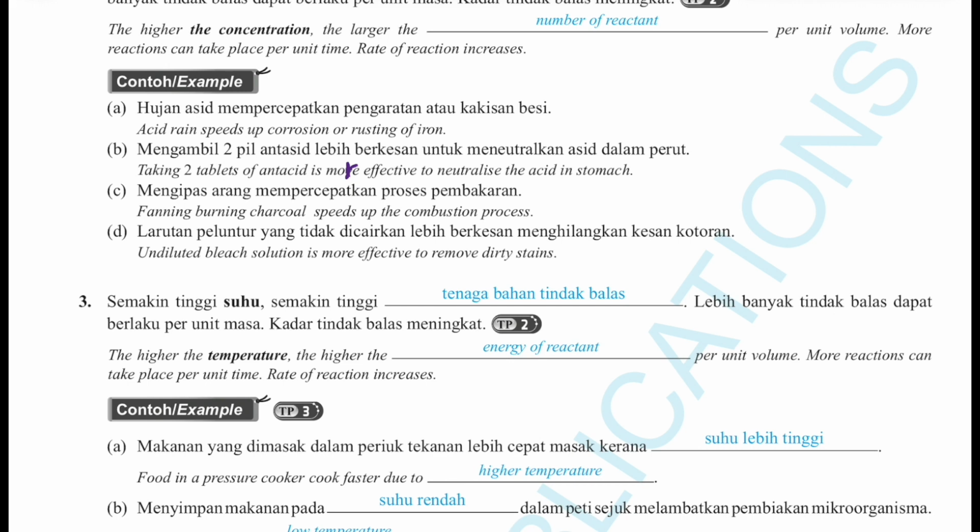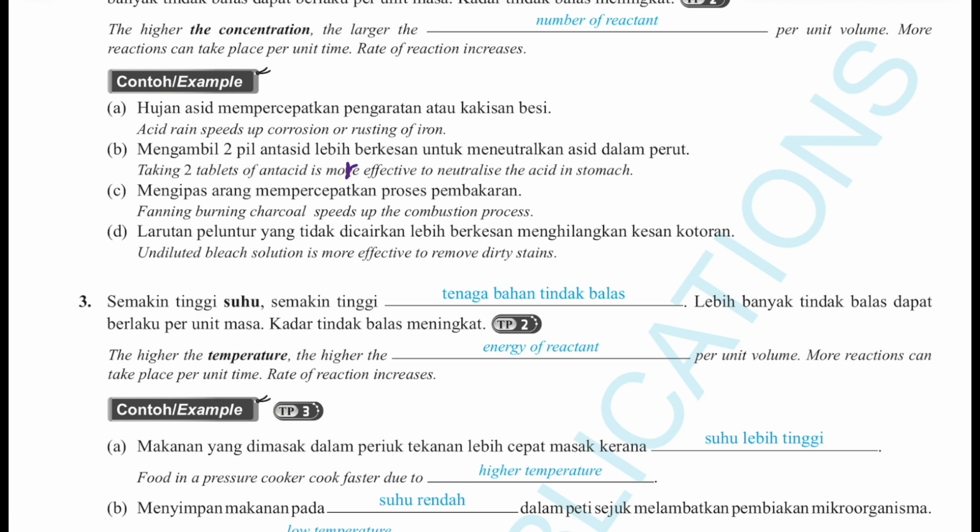Sebab apa? Acid rain ini mempunyai kepadatan asid yang lebih tinggi ya, daripada air hujan biasa. Kalau udara kita bersih, acid rain itu kurang lah. Kalau udara kita kotor, tercemar, so acid rain itu lebih banyak. Jadi dia akan mempercepatkan pengaratan ya. Rusting ni pengaratan.